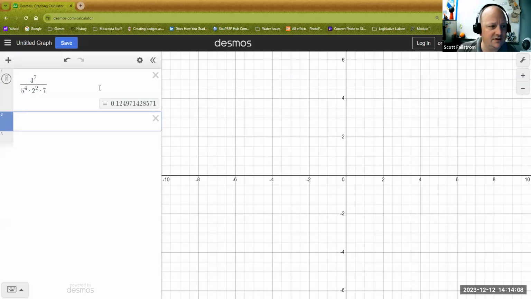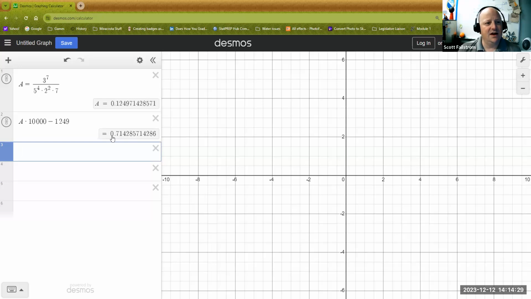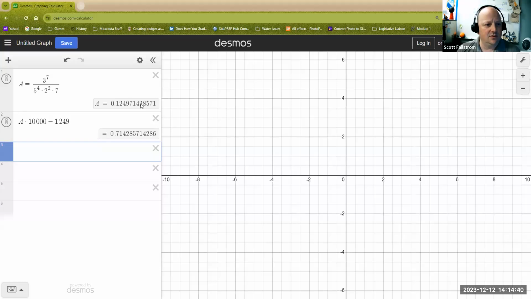So if you want to see more of the digits, I could call this A, so you can see, hey, is that actually, oh, I keep hitting enter. I don't want to hit enter. I want to hit caps lock. A equals. So there's A. Okay. So now let's do A times 10 to the 4th, so there we go. That gives me my 1249. And then I'll take away the 1249. And what you'll see is 4714285714285, right? It keeps going. Okay, it links back to sevenths. So that's how you can tell what these are doing.